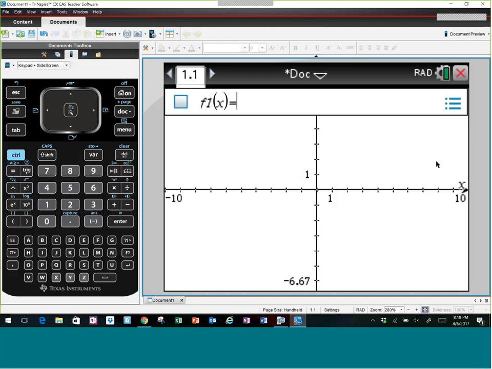So the students need to make sure that they have radian mode showing both on their graphing screen and on their calculation screen. Yes, and those can be set independently of each other, and sometimes students don't catch that. So here we see radians is also the setting for the graphing screen, which is really good.